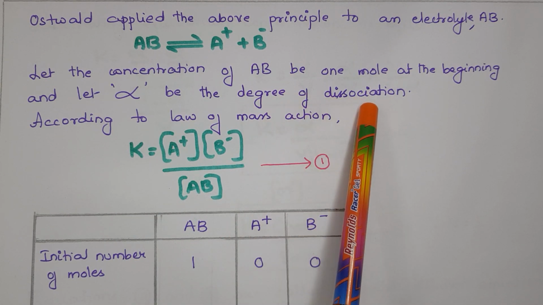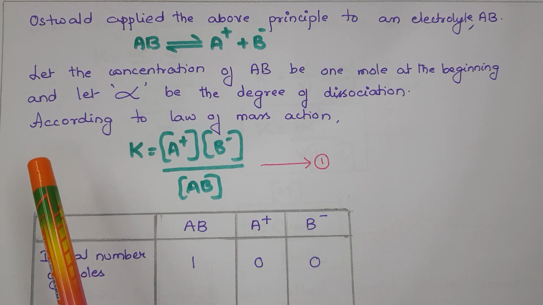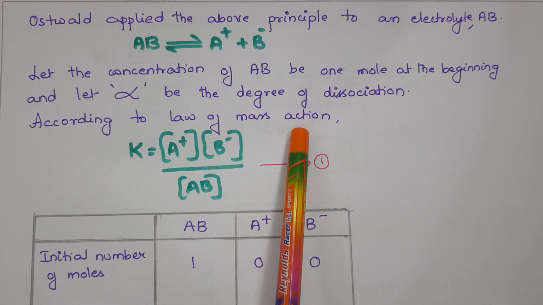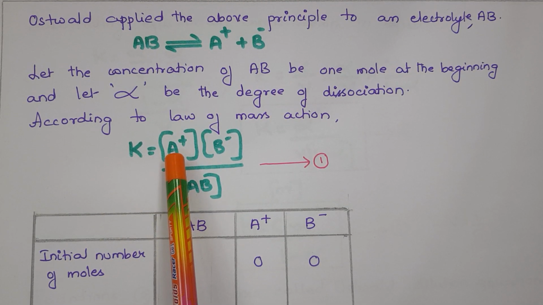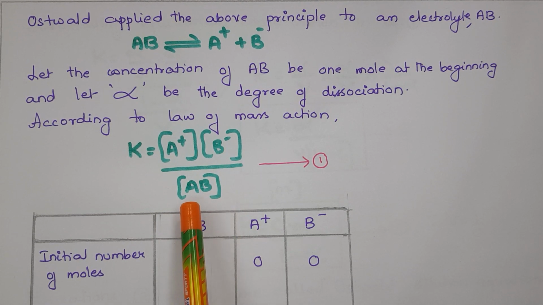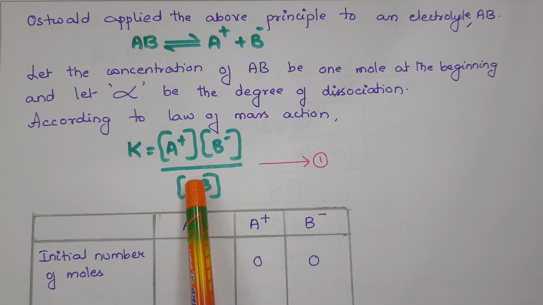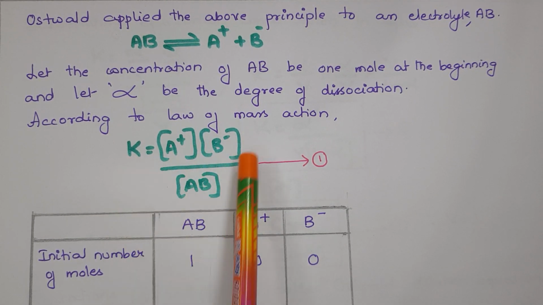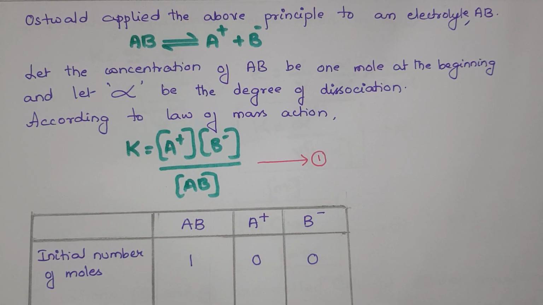That means it shows us how much portion of the electrolyte is being dissociated. Now according to the law of mass action, you all know K is equal to [A+] concentration into [B-] concentration by [AB] concentration. Let it be equation number 1, students. So this we are writing from the law of mass action for this reaction.